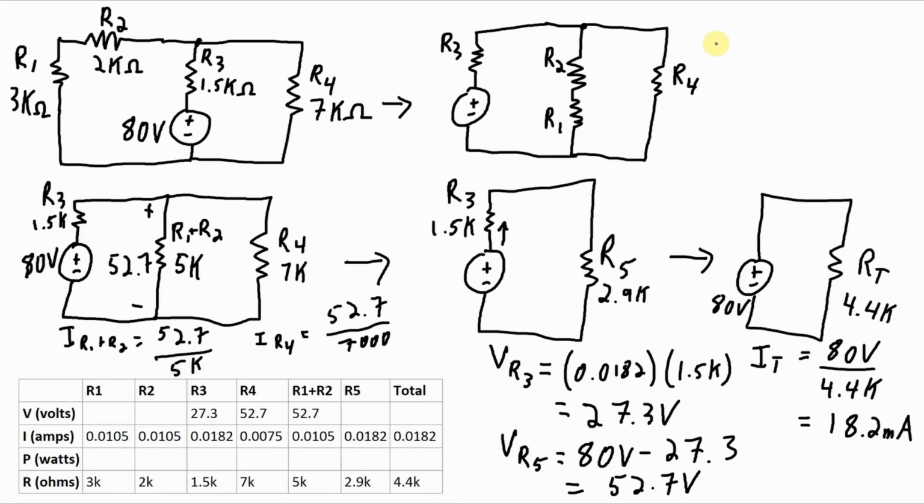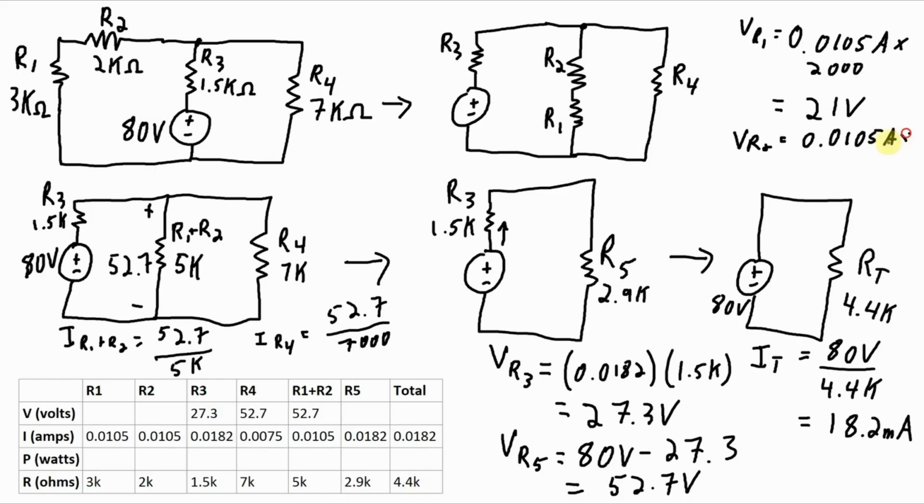What I will do for calculations, though, is the voltage across R1. That will be the current through it, 0.0105 amps times the value of R2, which is 2000. That works out to 21 volts. And VR2, similar calculation, but it's a 3 kilohm resistor. So that 0.0105 amps times 3000, 31.5 volts. And power is equal to voltage times current.